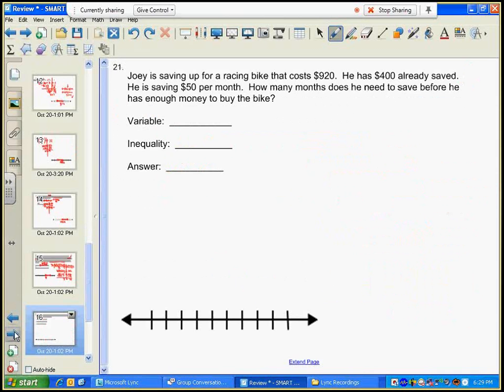All right, Joey's saving up for a racing bike that costs $920. Ooh, that's going to be important. He has $400 already saved. He's saving $50 a month. How many months does he need to save before he has enough money to buy the bike? My question is, how many months? So what do you think my variable is going to be? Let's call it M for months.